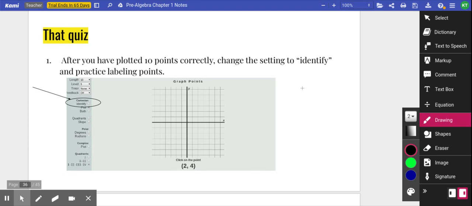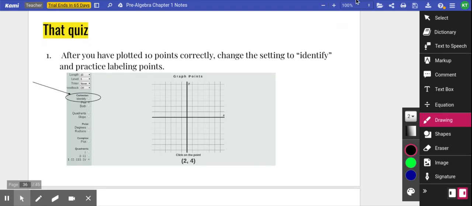So instead of plotting them, you're going to identify or label the points. So if I come over here, I can go to identify. So it gives me the point here and I have to label it. So that x value is to the left 1. So that's going to be -1 for x. And it goes up 0. So my y value is going to be 0. So I plug those in. I can hit OK. And you can see here that it tells me that I'm right. Okay, and it gives me my next point to identify.